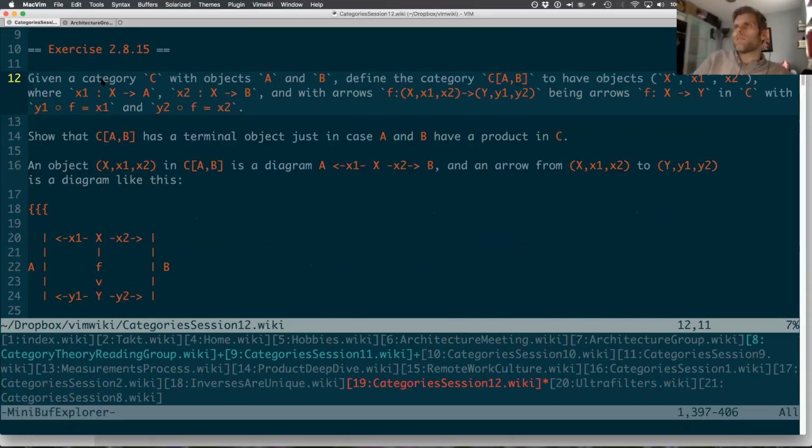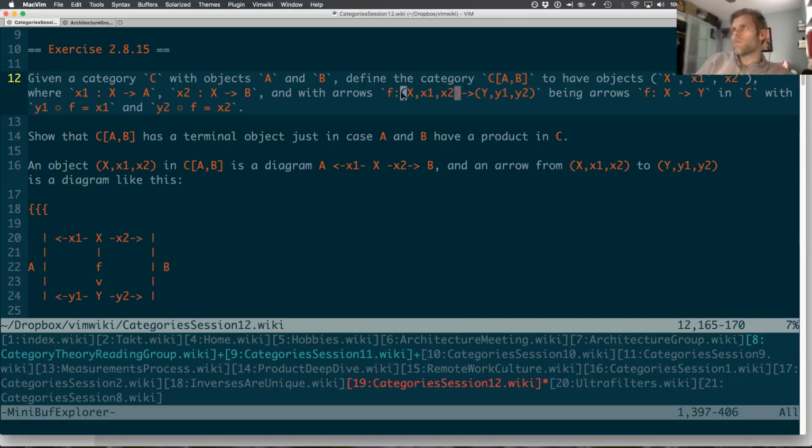Okay. So then I did exercise 2.8.15. Right, so this is the problem. This is the verbatim exercise. Given a category C with objects A and B, define the category C sub AB to have objects X, X1, X2, so these triplets, where X1 goes from X to A and X2 goes from X to B.